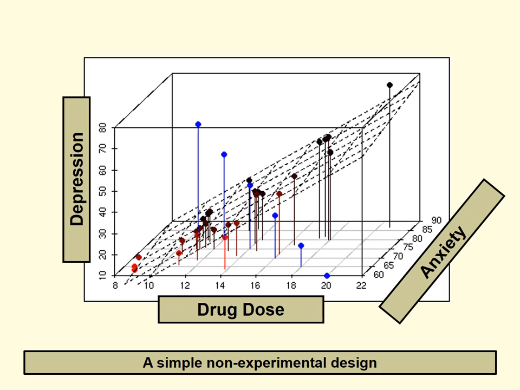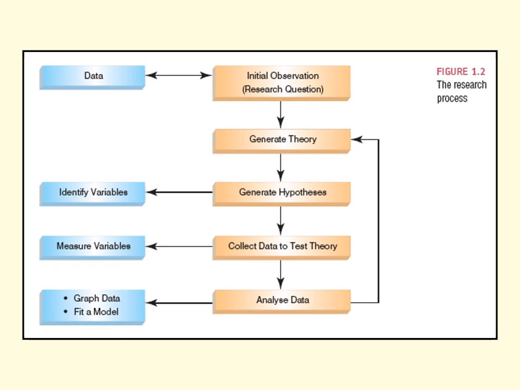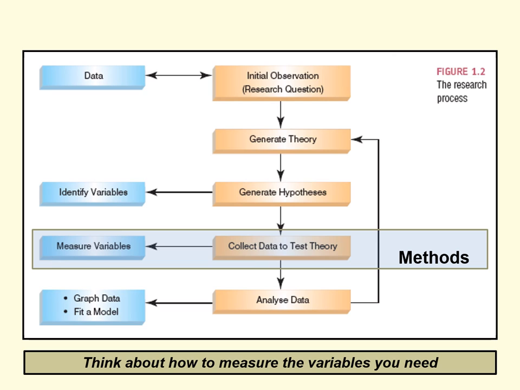Okay, so going back to our flowchart, we've begun the research process with getting an idea somehow. We've framed it in a design, maybe it's an experiment, maybe it's a non-experiment. Now we're at the level of research methods. Here we're thinking about the variables we need to measure and trying to figure out exactly how we're going to gather the data that we're going to need to test those hypotheses and thus evaluate that theory.